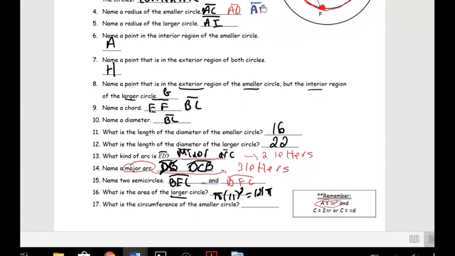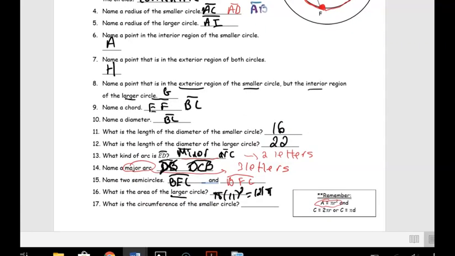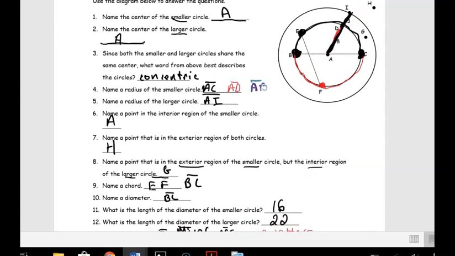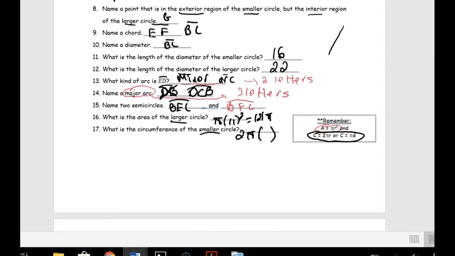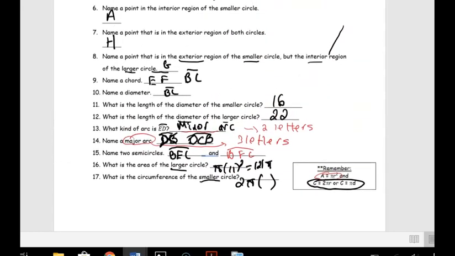Next one is the smaller circle, and that's just our circumference. Here's our circumference formula, whichever one you prefer. The circumference of the smaller circle should be 2 times pi. I like the 2 pi r version, 2 pi times your radius. If we look at our smaller circle, the smaller radius is 8 from here to here. So plug that in, and we should get 16 pi as the circumference of our smaller circle.